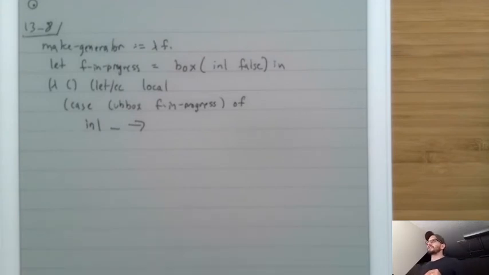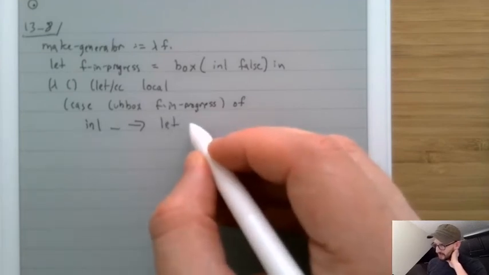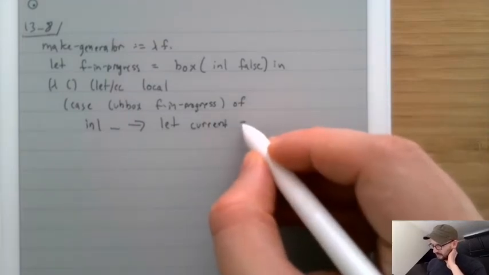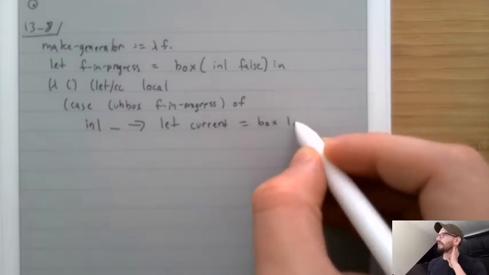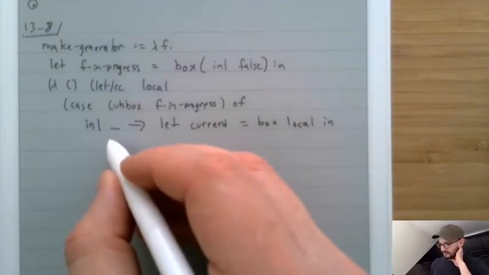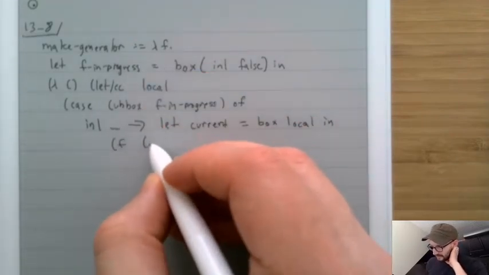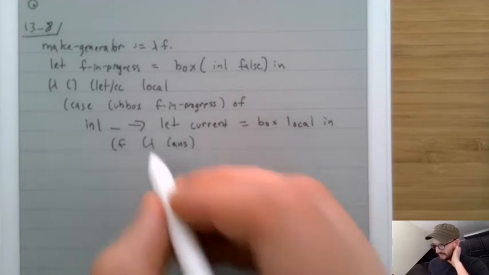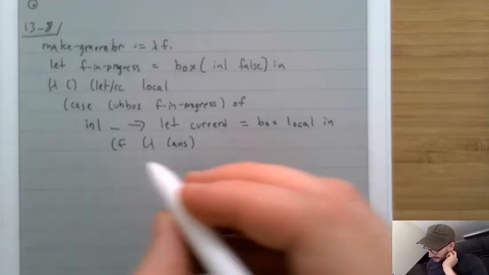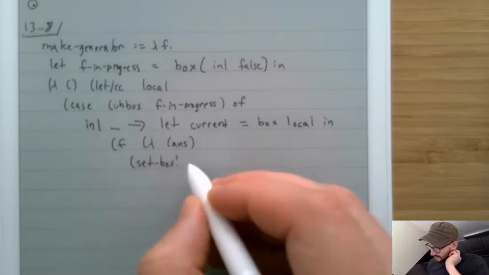So if it's the first time that it's called, we're going to define a new variable called current, and it is going to be a box that has local inside of it. And then we're going to call f, the function that we were given, and we're going to give it yield. And this is our implementation of yield. It's a function that takes an answer, and here's what it does. It's going to do setBox of current.